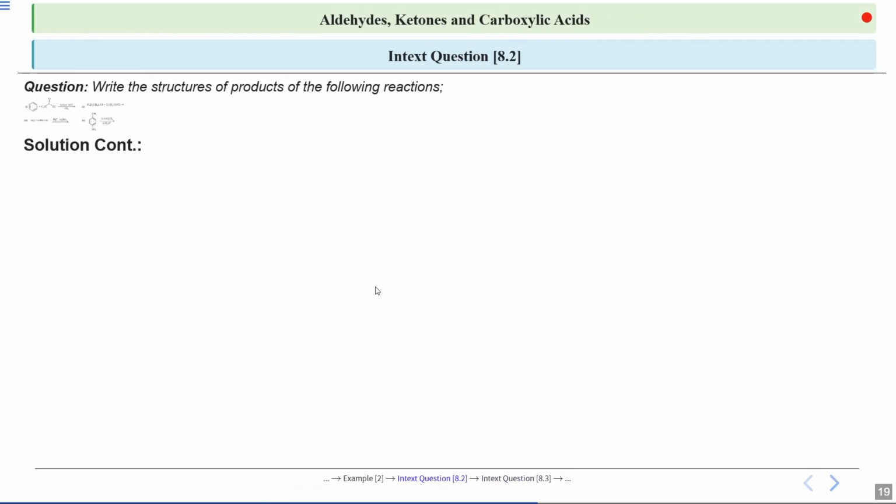Now we will see the next step. It is the attack of H2O on the cyclic mercurium ion. Here you will see the water molecule, H2O, in which oxygen has its lone pair. It interacts with this cyclic mercurium ion, and the water attacks the more substituted carbon. As I told you, it follows Markovnikov's rule. So this oxygen will attack the more substituted carbon, generating an enol intermediate, which is unstable.